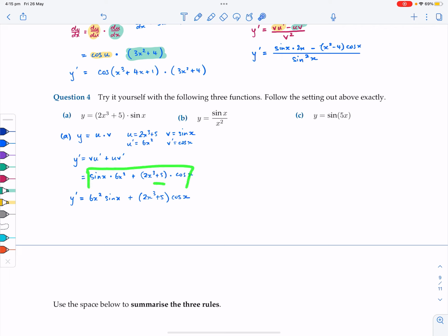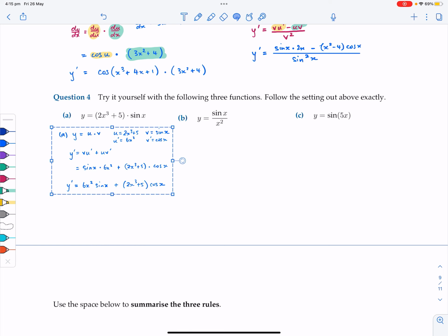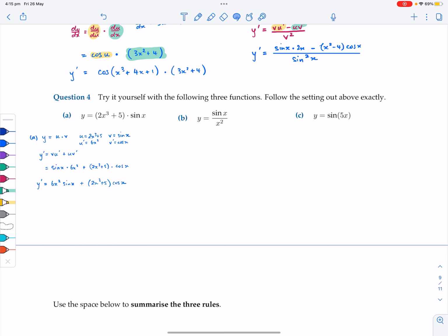So this one I was very directly doing the vu dash and then the uv dash. In reality, when you practise at this, you'll just look at them and go, right, I'll write them in whatever order I like. Right, so that's A. Right, B.